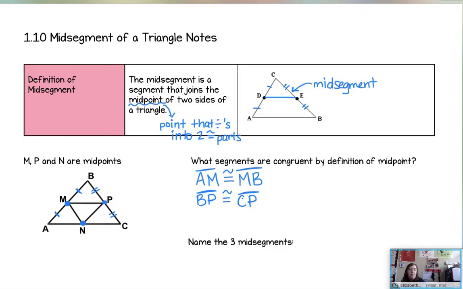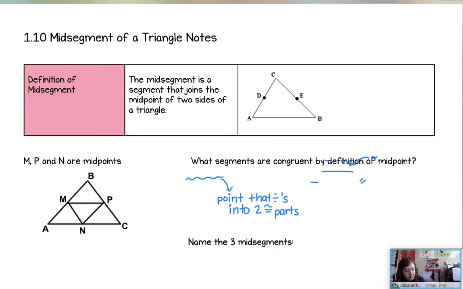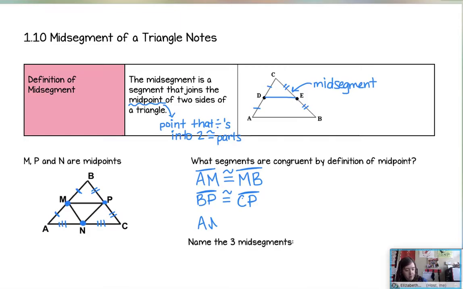All right, so N is the midpoint. Which two segments are going to be congruent because N is the midpoint? Yeah, good. So we have this little part right here, AN, and he's going to be congruent to that guy on the other side, NC. Congruent to NC. Good deal.